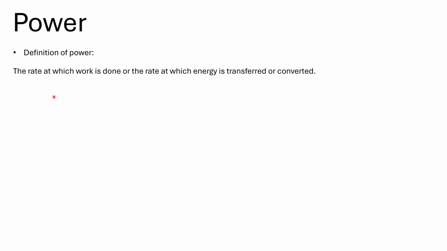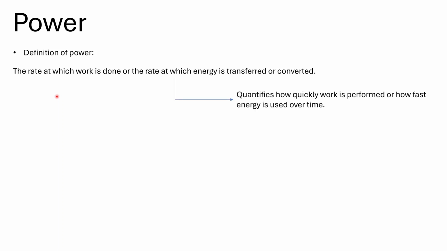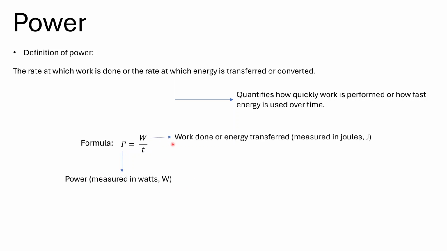Power. It is defined as the rate at which work is done, or the rate at which energy is transferred or converted. And it quantifies how quickly work is performed or how fast energy is used over time. The formula for power is P equals W divided by T, in which P is power measured in watts, W is work done or energy transferred measured in joules, and T is time taken measured in seconds.